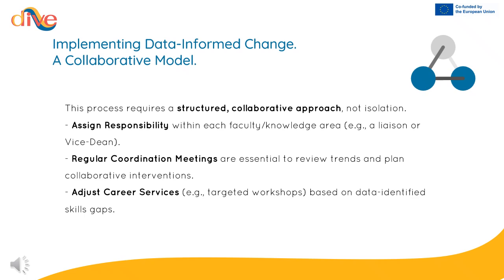This could be a vice dean for employability, a dedicated academic lead, or a specific liaison whose role is to work with the observatory's data, interpret it for their specific disciplinary context, feed insights back to their curriculum committees, and champion data-informed changes within their school. Establishing regular coordination meetings between the observatory, the Central Careers Service, and these faculty representatives is essential to review trends, discuss deficits, and plan collaborative interventions.